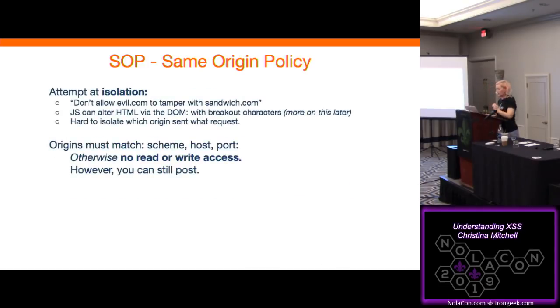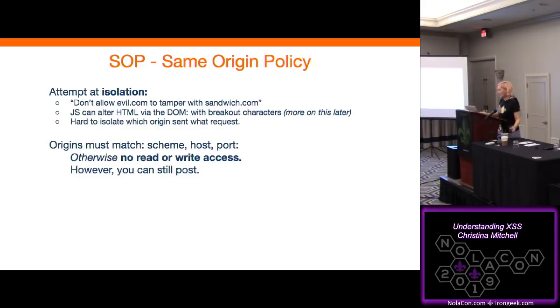All right. So if example.com can load resources from pictures.com and it's not reading content, it's fine. So it's not going to be in violation of our same origin policy. Or using a third-party script include, like an image tag, which will come in handy a little bit later. So remember, JavaScript can alter HTML via the DOM with breakout characters, or different characters that allow you to change the context. So same origin policy is an attempt at isolation, to not allow sites to tamper with each other's data.